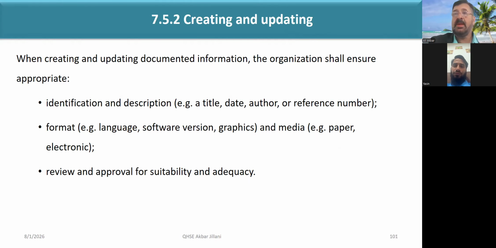So now we are coming to identification and description. For a document, there will be the document name, date, and author. For a form, there is no need for an author, since it is a one-page document. So you will write "developed".